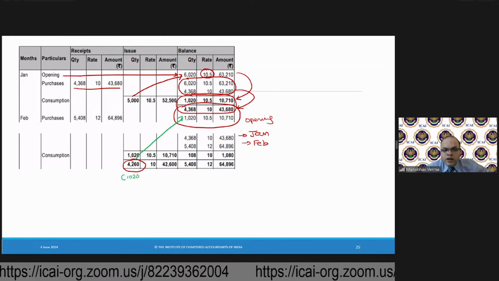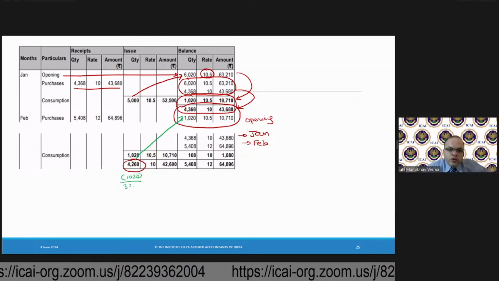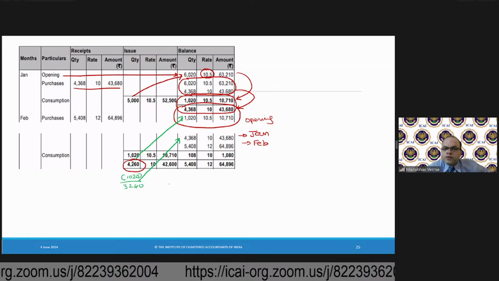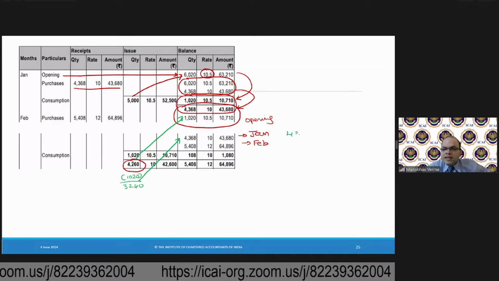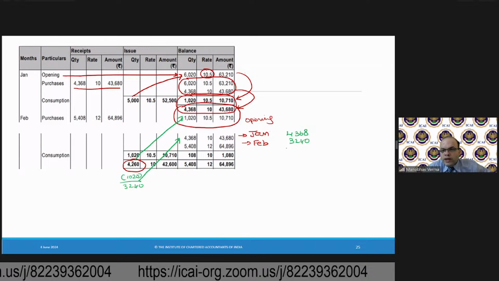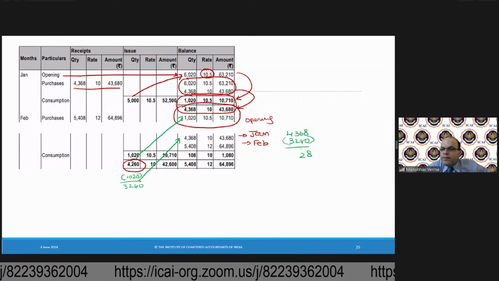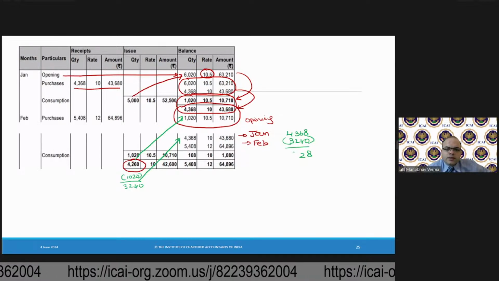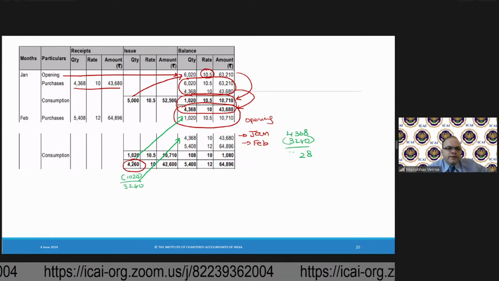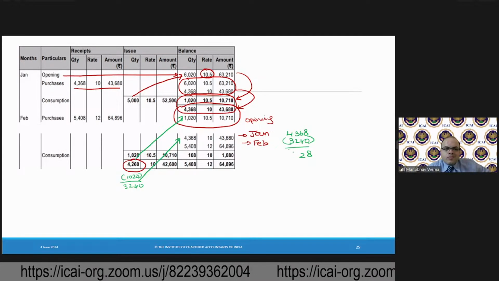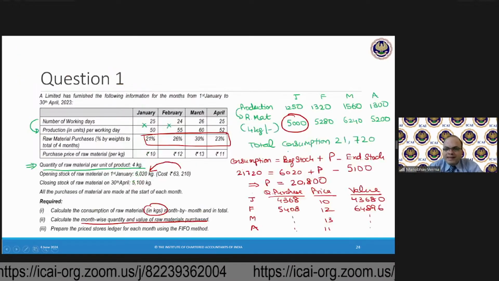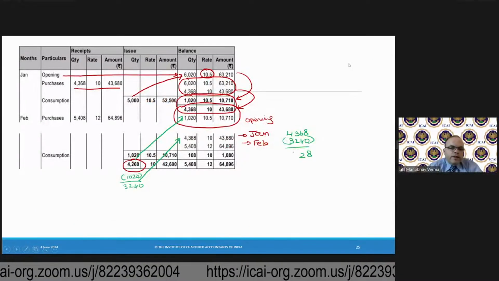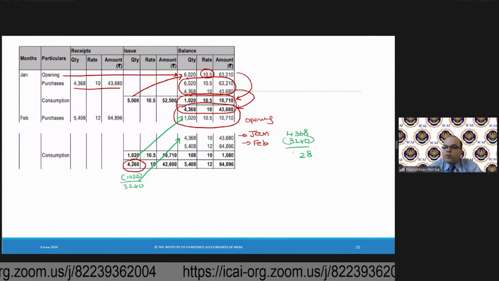So what is the remaining lot here? We are looking at 3240. This should be targeted from this one, 4368. So if I say 4368 and 3240 are issued out of it, we are looking at a 128. What do you think from a consumption standpoint? How much is the consumption for February? In February, we're talking about a consumption of 5280.